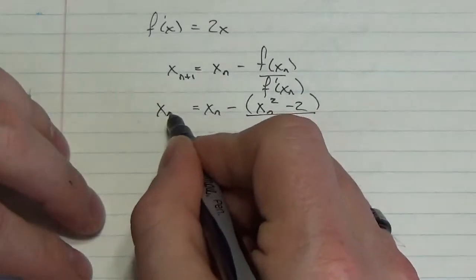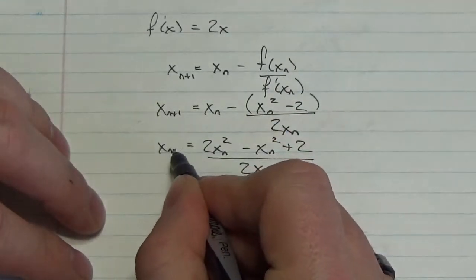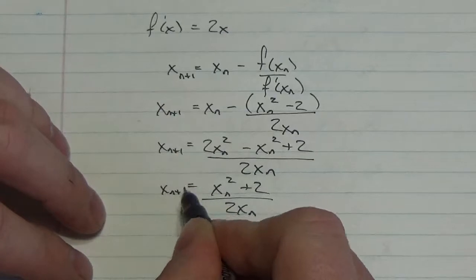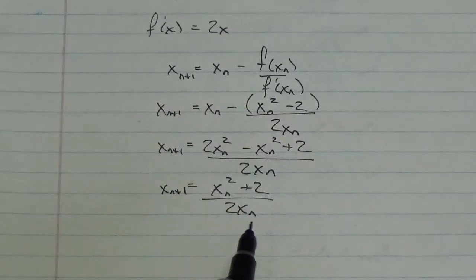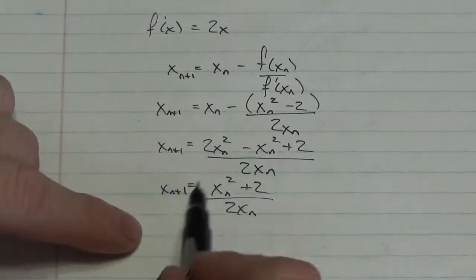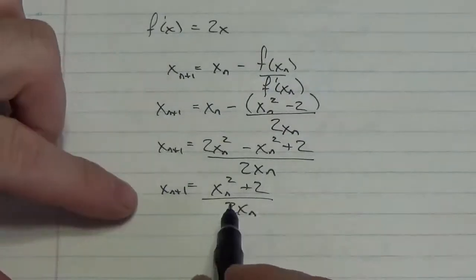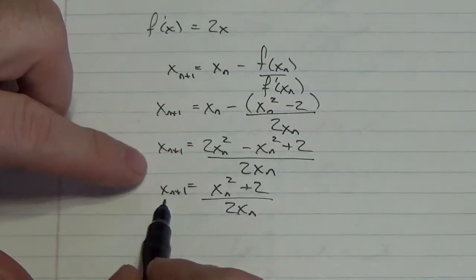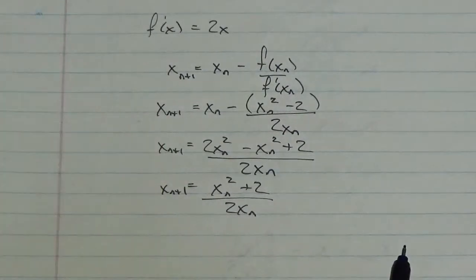Okay, so this is my x sub n plus 1. So starting with my guess, whatever my guess is going to be, I'm going to use this, and that's what I'm going to use to spit out my new guess here. Now, let's take a quick look at what this would look like.